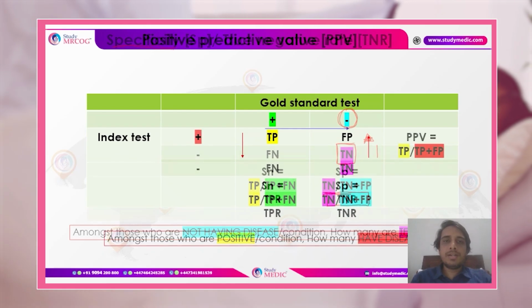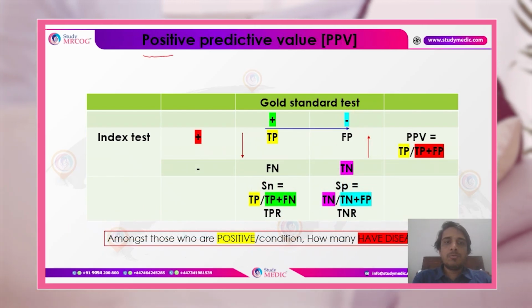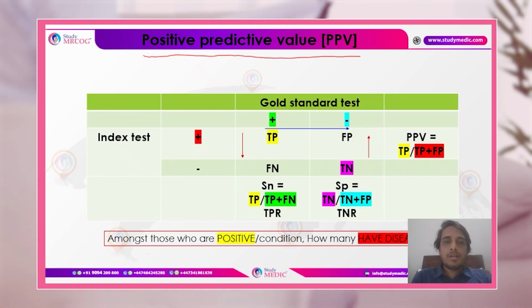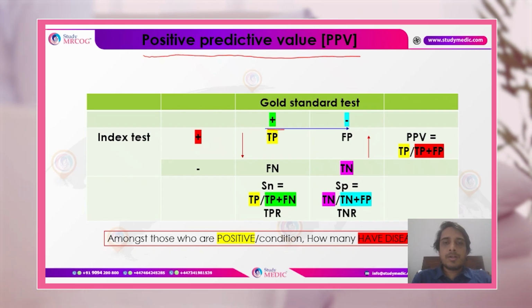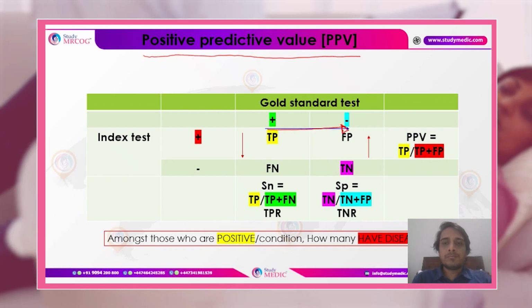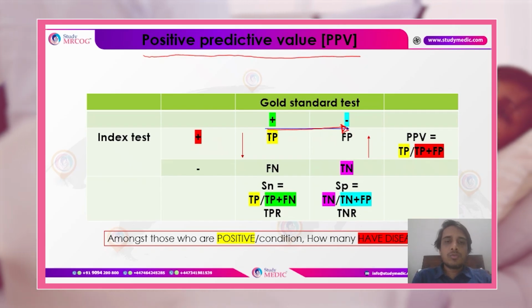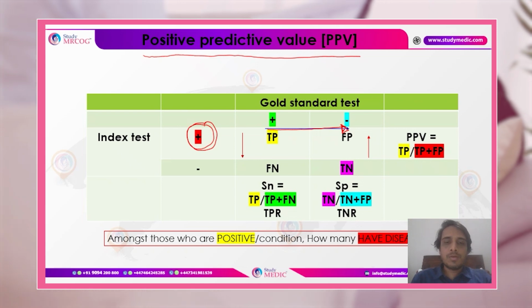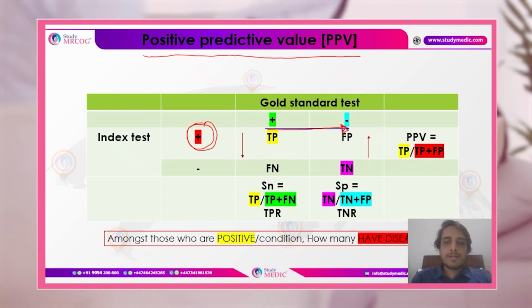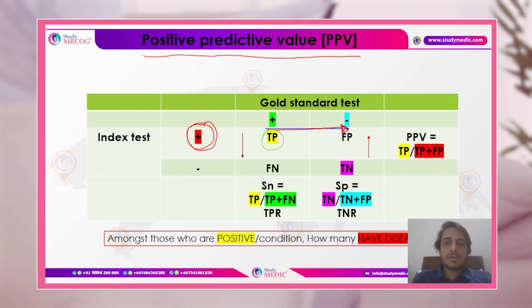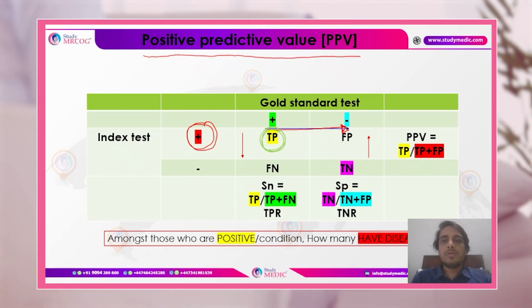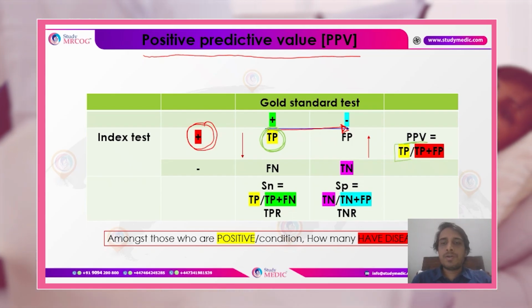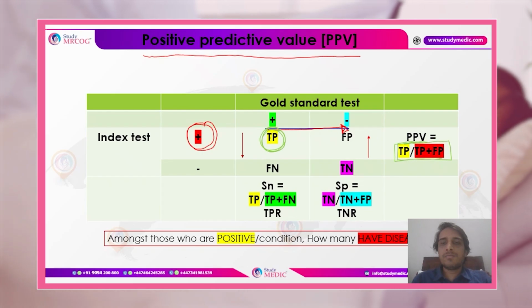Now what is positive predictive value? Look at the left to right arrow. Amongst those who tested positive, how many have the condition? So positive predictive value is true positive divided by true positive plus false positive.